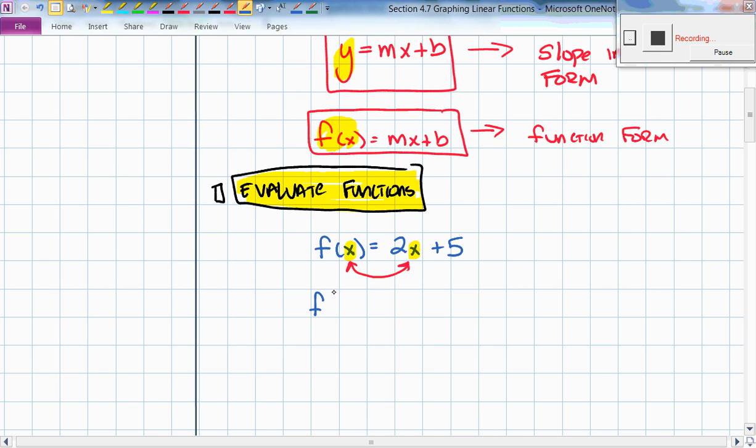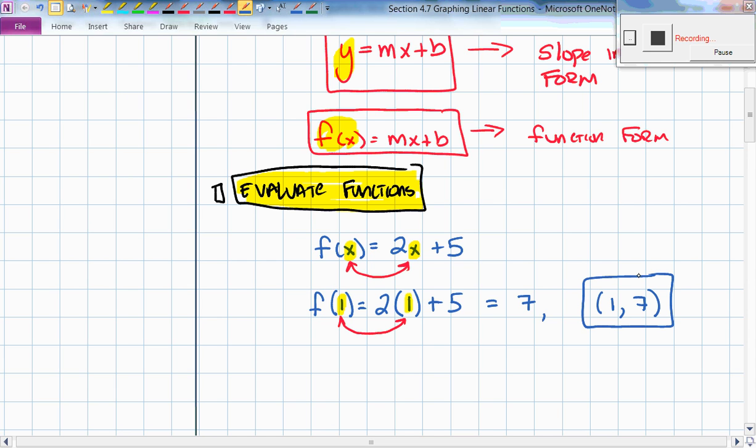So here's what I can do. To evaluate a function, if I want f of 1, that means I substitute in a value of 1 for x, and I keep everything else the same. So notice that if this is a 1 here, then this has to be a 1 there. You guys follow along with that? Okay, well, what's 2 times 1? That's just 2. And how much is 2 plus 5? 7. So therefore, if I plug in a 1, out pops a 7. And that happens to be a coordinate point on the plane.